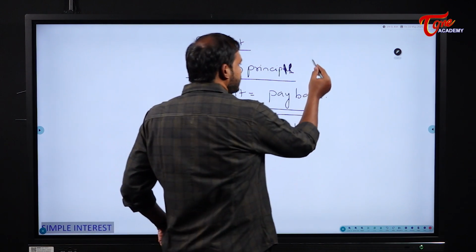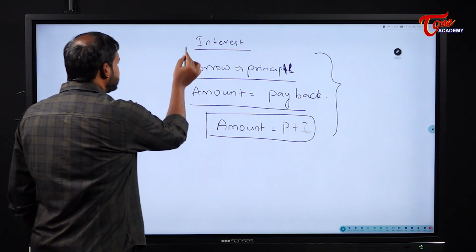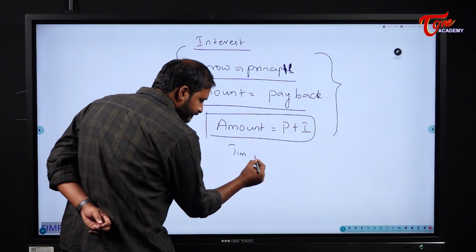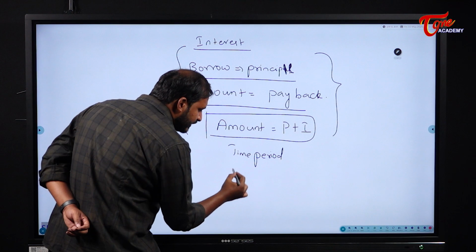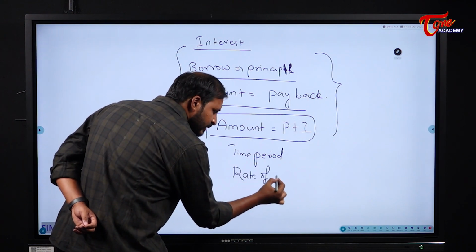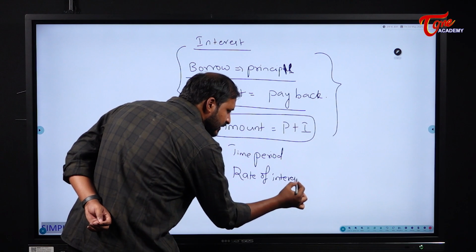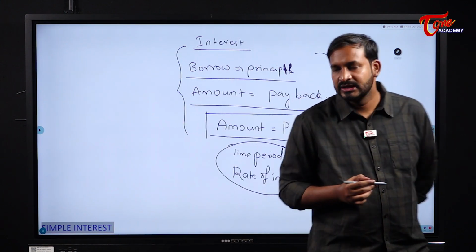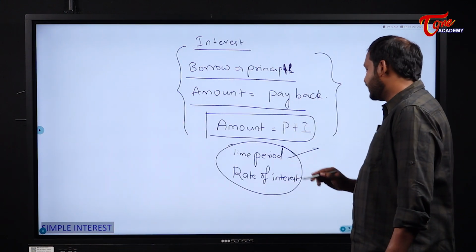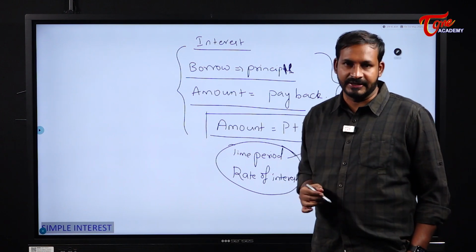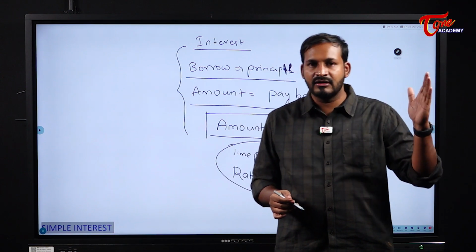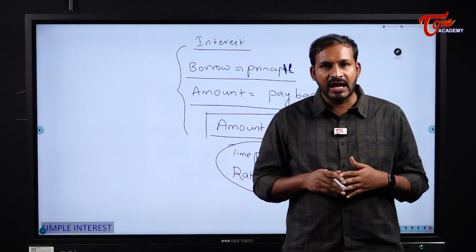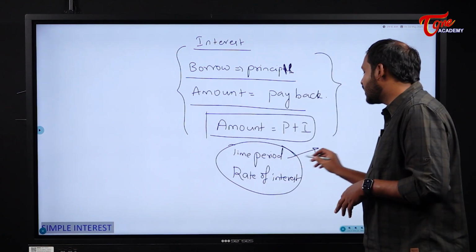Along with these words, we will see some more words: time period and rate of interest. This is very, very important for us here, students. Why? Because time period means the duration for which we take the money. That means it starts on day one of our borrowing the money and runs to the last day when we repay it. So that is called the time period.